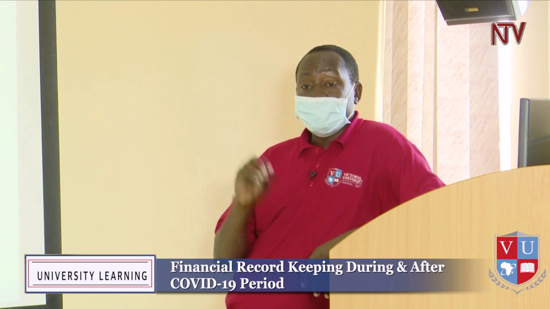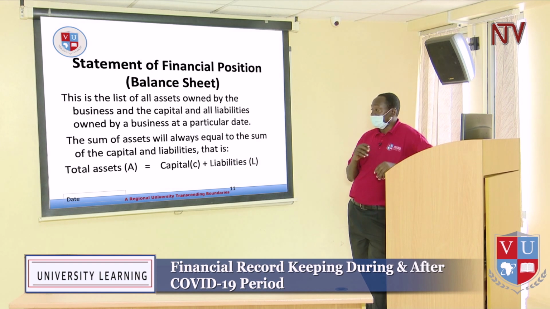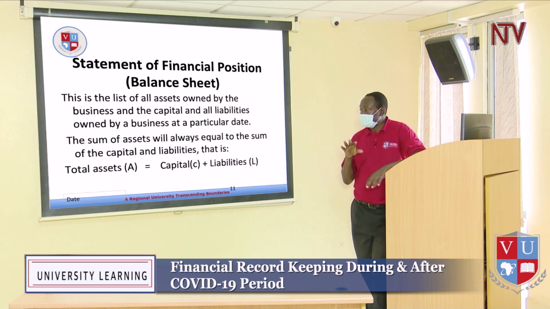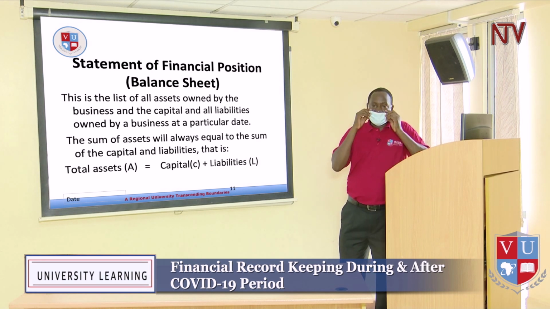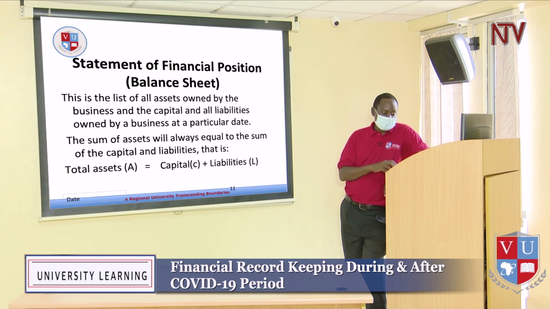We also said one of the reasons we prepare the financial records is to know the financial position of the entity. Now, for us to be able to know the financial position of the entity, we prepare what we call the statement of financial position or the balance sheet. And this shows us all the assets and liabilities that the entity has. And it also includes the capital that the owners of the business have contributed. And essentially, in this balance sheet, the total assets that the entity has will equal the capital that the owners of the business have contributed and the liabilities that have been incurred by the business in that period.